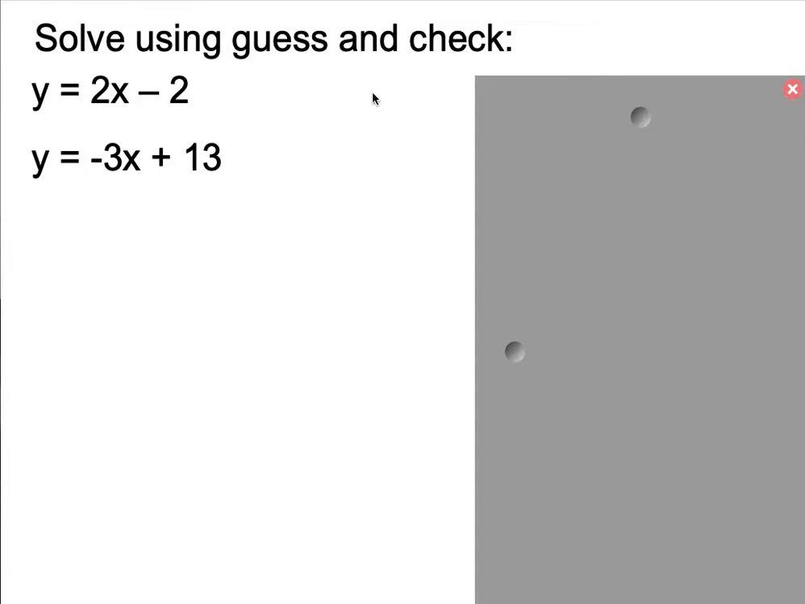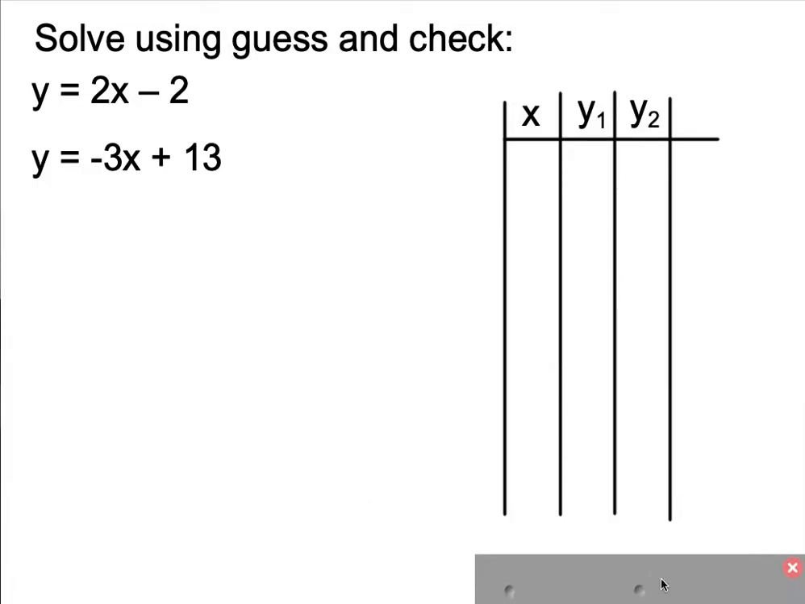So let's look at this system right here. y equals 2x minus 2, y equals negative 3x plus 13. We're not going to graph it. We're not going to use the transitive property. We're just going to guess what the answer is. And over here is where I'm going to do my checking.